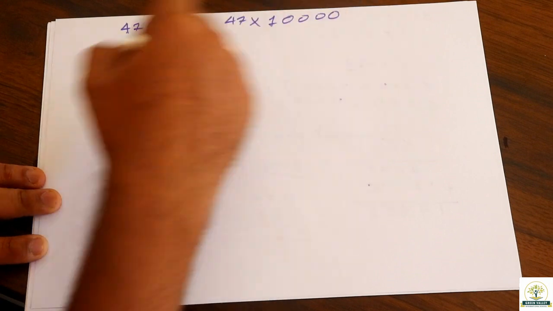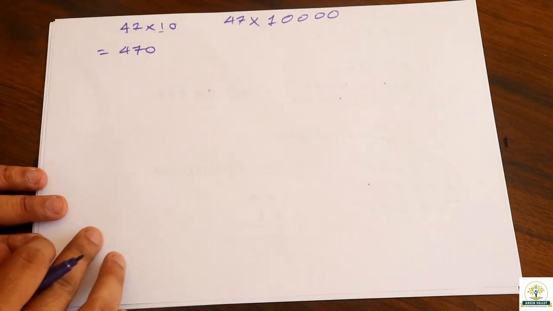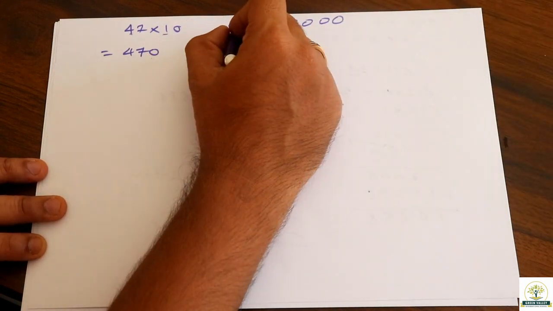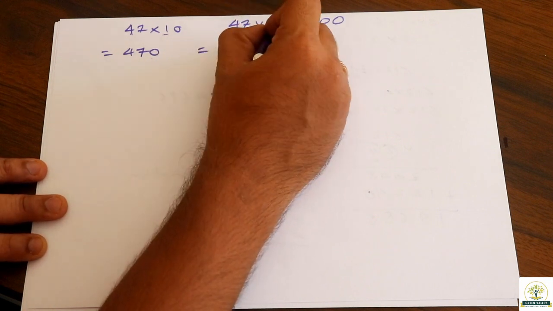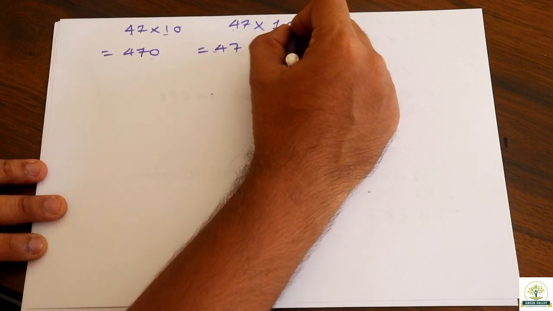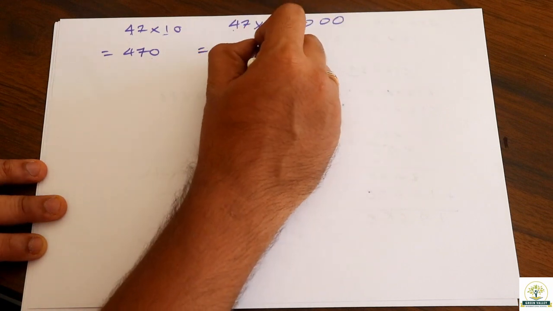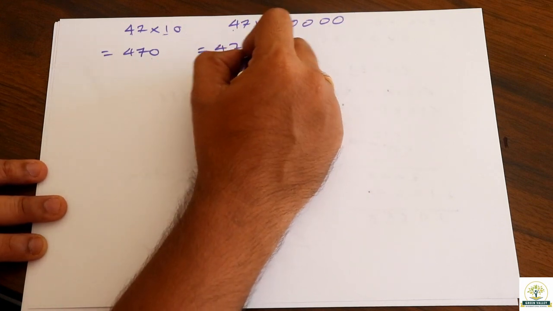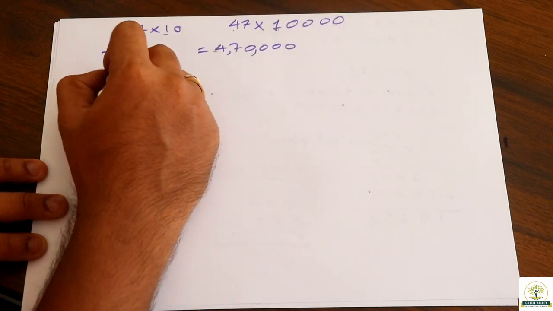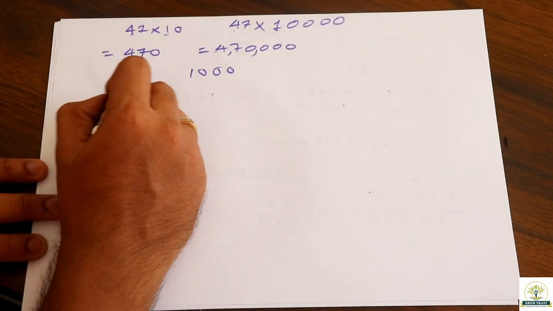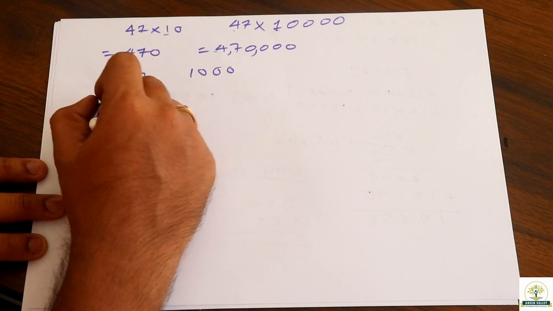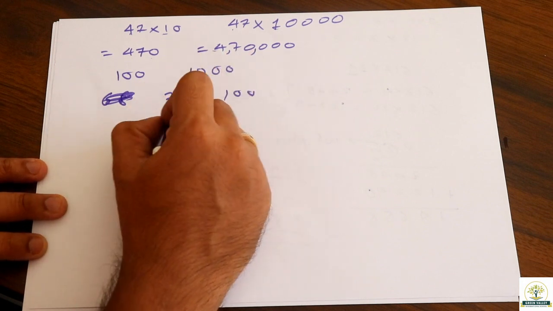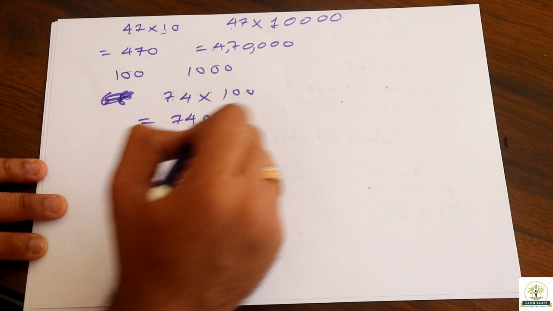Suppose it is like this, 10,000. I don't know what this number is called, doesn't matter. I just have to multiply 47 with 1, that is 47 ones are 47, and put zeros behind. How many zeros are there? 1 2 3 4, 4 zeros are there, so I will put 4 zeros behind. That will give me 4,70,000. And the same goes with 100 and 1000. Please try 74 multiplied by 100. What will be the answer? 74 ones are 74 and these two zeros will be there. Understood?